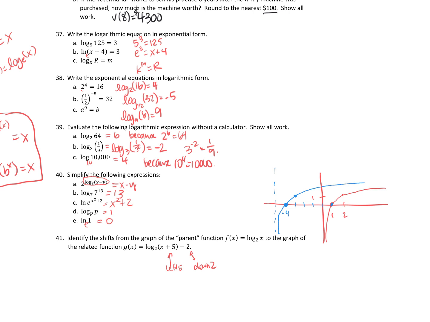So there I have shifted it left 5, and then I want to shift it down 2 units. So we're going to shift the whole thing down 2 units. This asymptote stays the same, but this is shifted down 2 units. This point is shifted down 2 units. So it looks like this.